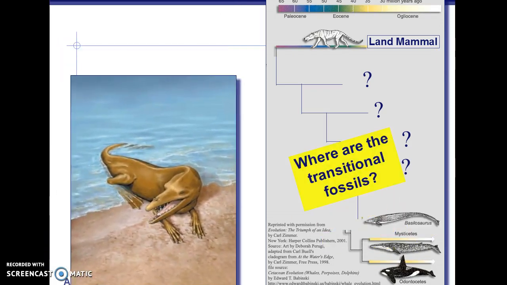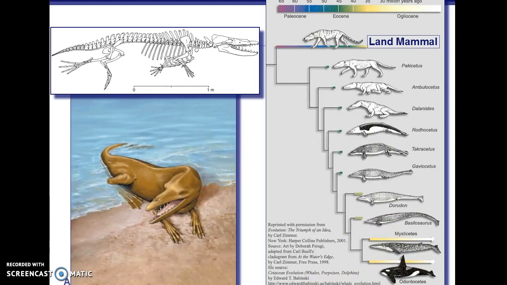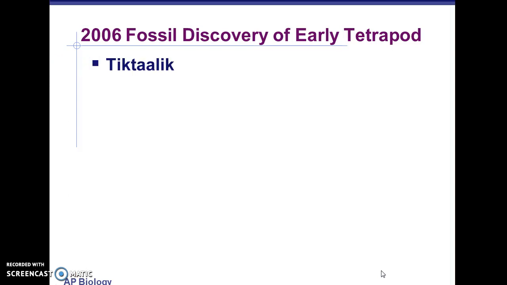So where are the transitional fossils? We don't have transitional fossils for all organisms. But we do for the land mammal, and this is what I was talking about earlier, the whale. If you look at our modern day killer whale, through fossils we've been able to trace it all the way back up here to a land animal or a land mammal. And when I start talking about vestigial structures, whales actually have remnants of hip bones.